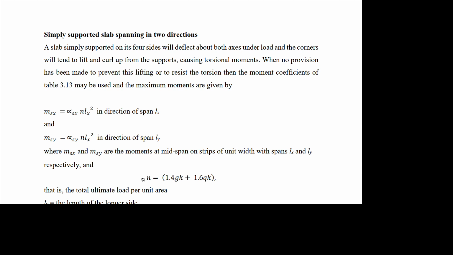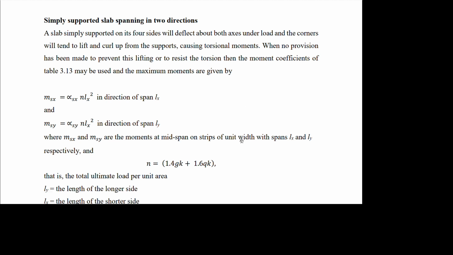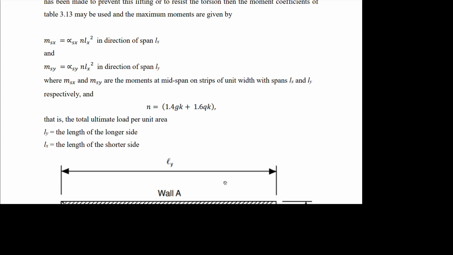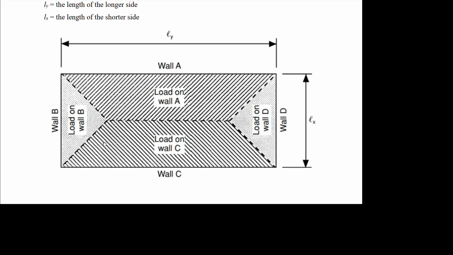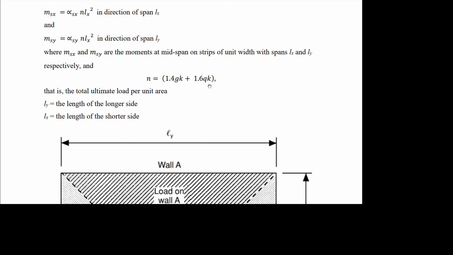So in this module, let us look at a simply supported slab that is spanning in two directions. This one is very simple. As I have explained the other day, we have our long span and the short span. I told you that our LY is our long span, our LS is our shorter span. So something like what we are talking about. So let us look at it. How do we do it?